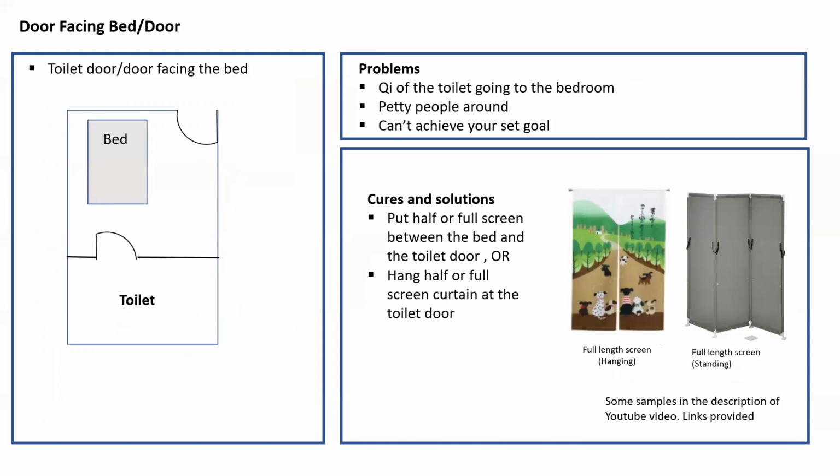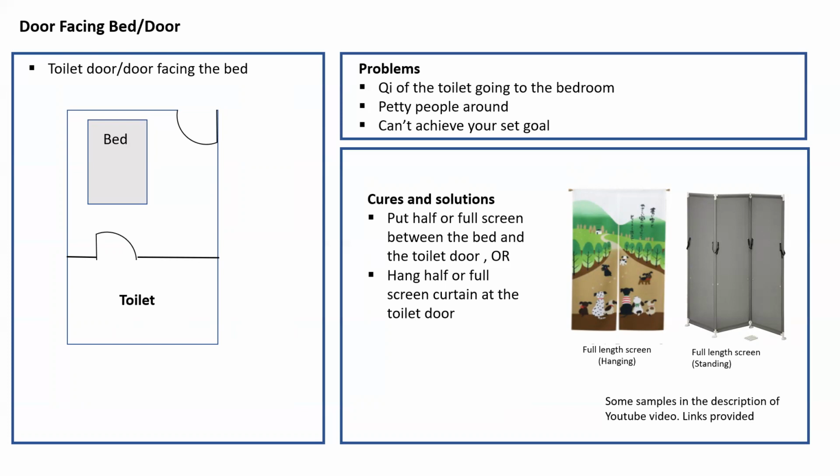The other problem that is very common as a form of SHA Qi at home is having the toilet door facing directly at the bed. What happens is that the qi from the toilet, which usually is not very pleasant, will be going into the bedroom. This could create some health problems, or it could result in petty people around you, or obstacles that prevent you from achieving your goal.